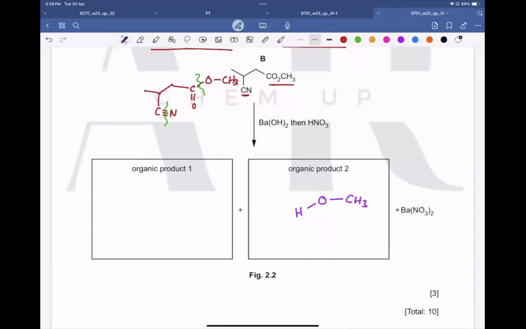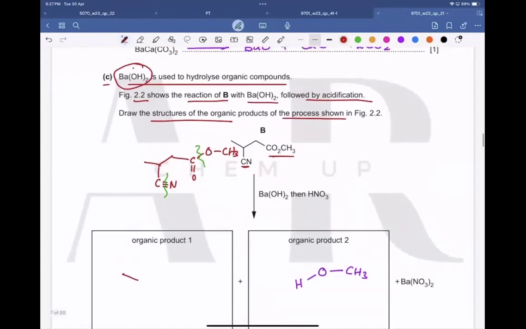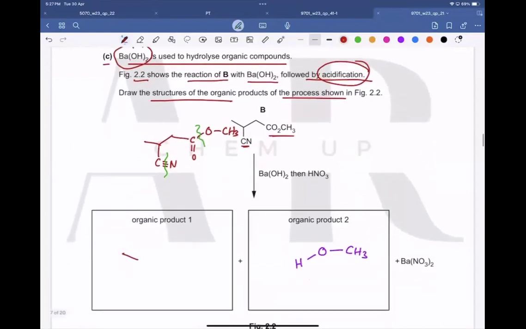And if you look at the rest of the part, see, they have mentioned followed by acidification. That is the important thing, because they have added the acid in it, it means that we are getting a carboxylic acid. So both the carbons turn into carboxylic acid.